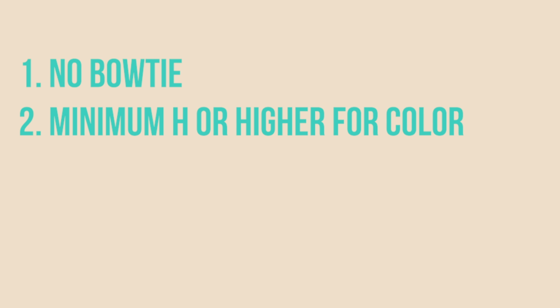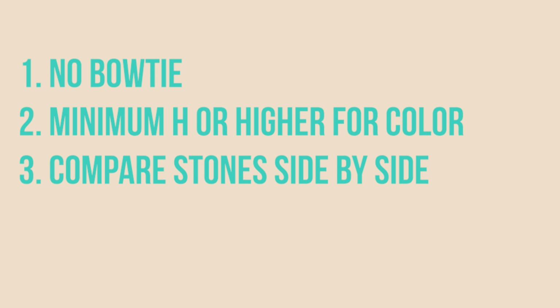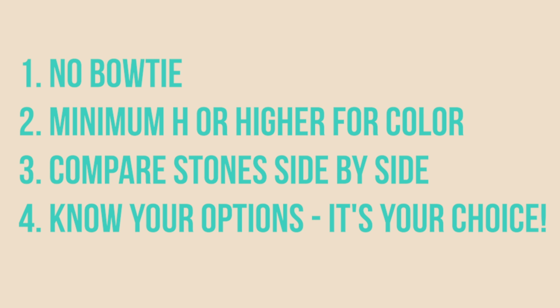And the takeaways that we want to leave you with is this: for quality issues, look for a diamond that has no bow tie or as little as possible. With regards to color, stick with H or higher. I mean, we like to say minimum H or higher, but more importantly, you want to see them side by side loose so that you can compare. And then just be mindful of the options that are available to you.